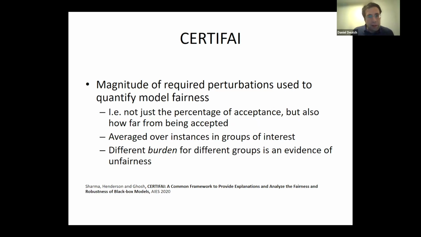There's another work called Certify that looks at the magnitude of the required perturbations to quantify model fairness. Essentially, the idea is that if a particular group, a particular minority, for instance, not only is classified more negatively, but rather needs to change more to be classified positively, then that's a sign of unfairness. If the magnitude of the minimal counterfactuals, the changes that I need to pass the classifier, is higher for this particular group, that's called the burden in this work, then this indicates unfairness towards this group.